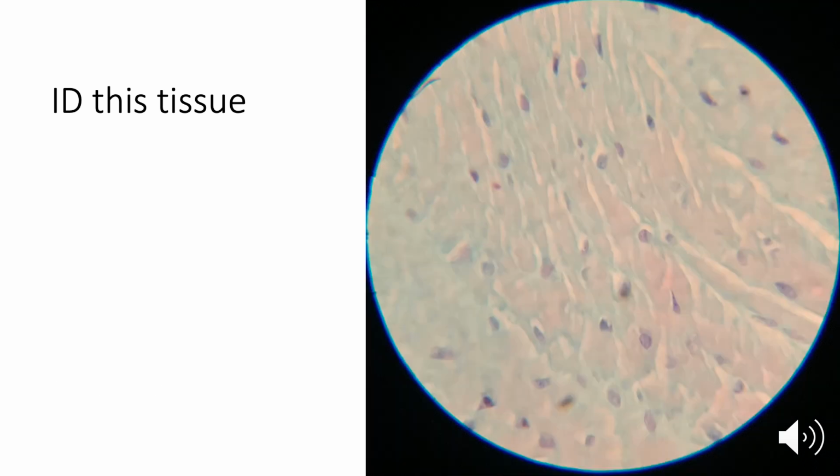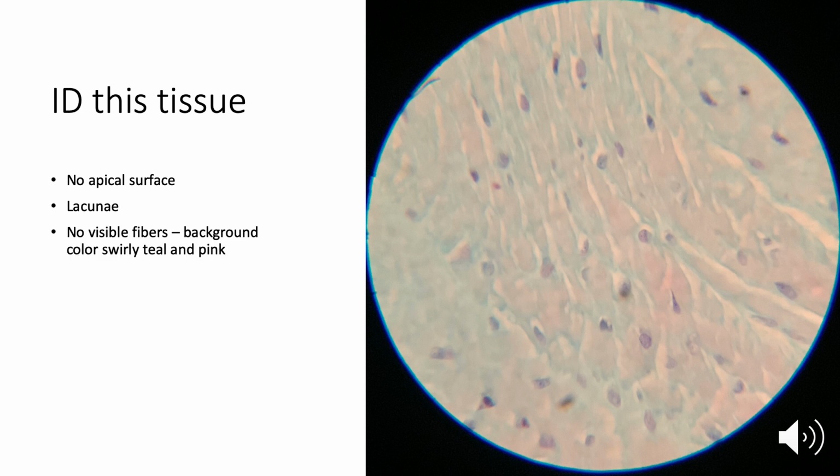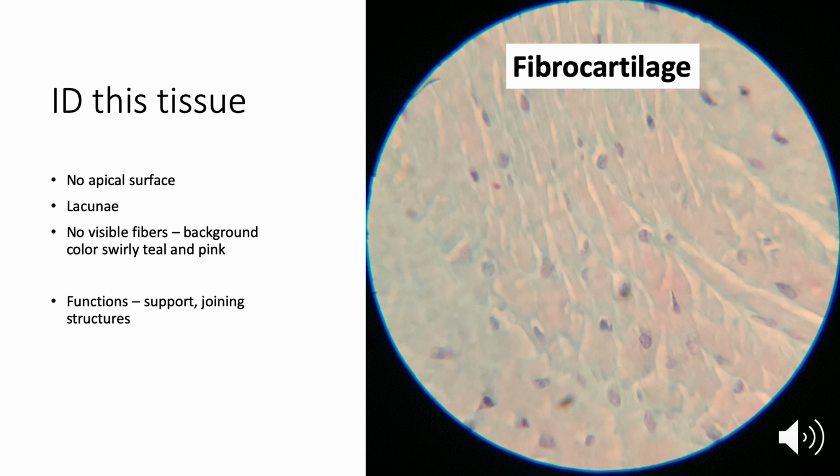Okay, so here's our next slide. This tissue, again, no apical surface. I again see lacunae. There's my bubbles here and here with my chondrocytes in the middle. And sometimes you'll be able to see fibers. Sometimes they won't be that obvious. For fibrocartilage, which is what this is, the fibers look like brush strokes. And if I look here, I can kind of see what look like brush strokes in that cartilage. And you will often see sort of swirling teal and pink colors in that fibrocartilage as well.